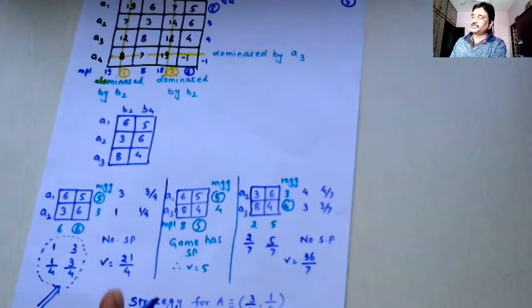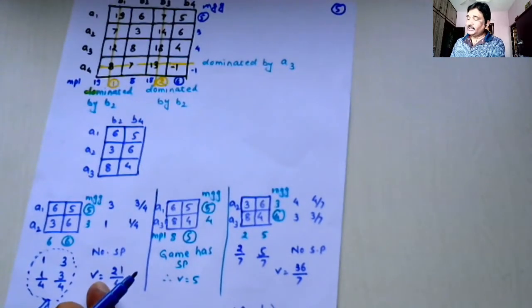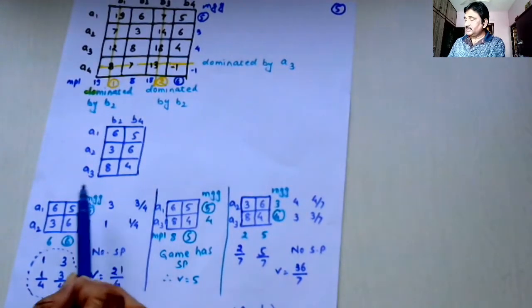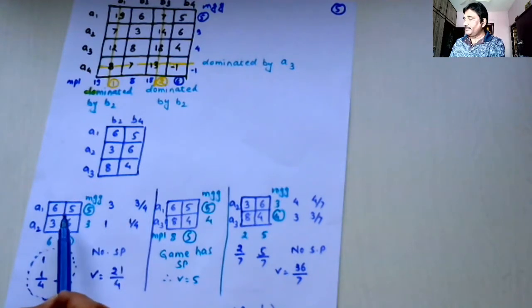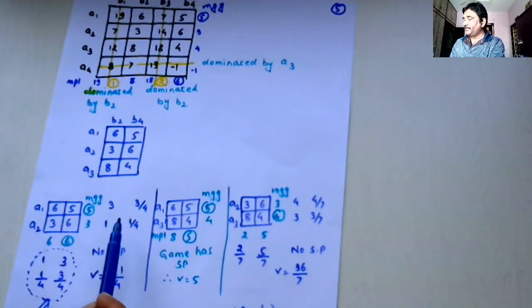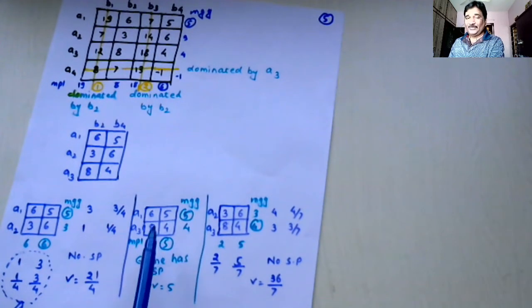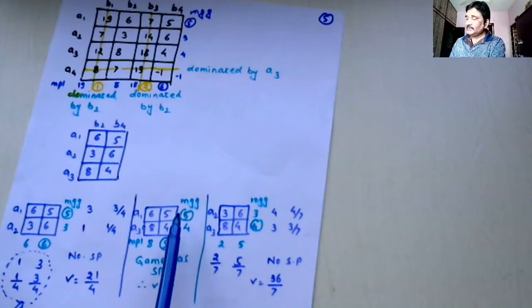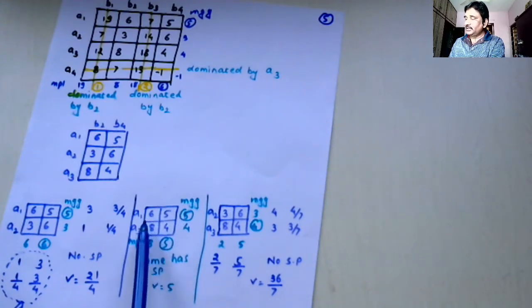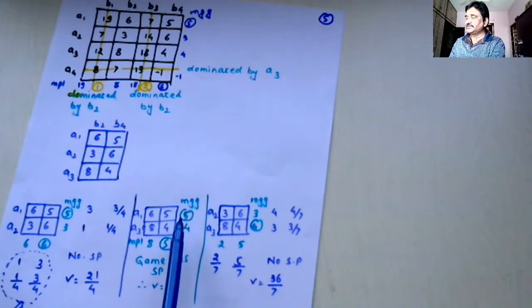Okay, let's proceed to solve the second game. Once we have got the proportions, we get the game value: 3 into 5 by 4, that is 15 by 4, plus 6 by 4, 21 by 4 is the game value for the first game. Now for the second game, 6, 5. Let's first check whether the game has a saddle point or not. Here comes MGG, minimum guaranteed gain. 6, 5, 5 is minimum. 8, 4, 4 is minimum. Amongst these minimums, 5 is maximum.